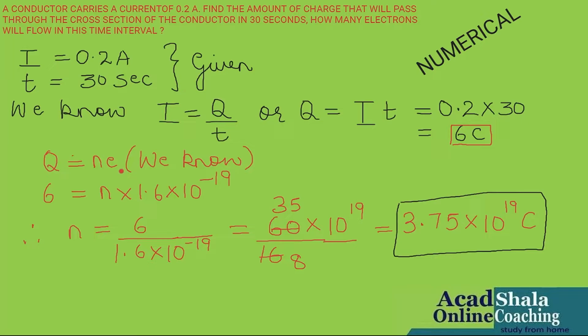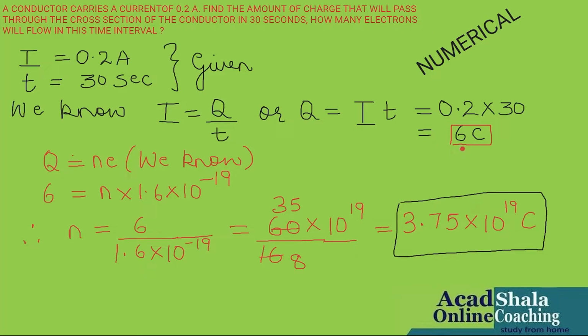So what I will do? I know that current is equal to Q upon T, and Q is equal to I into T. Okay. Then I will quote the values over here. Current is 0.2 amperes, given in the numerical. 30 seconds time, I will write it 30. I will simplify. I get the answer as 6 coulombs. Done.